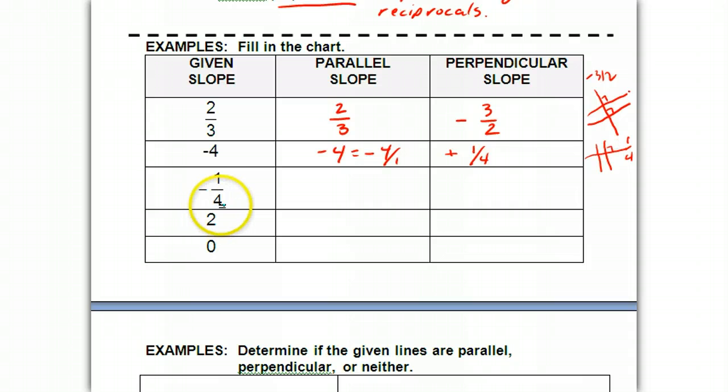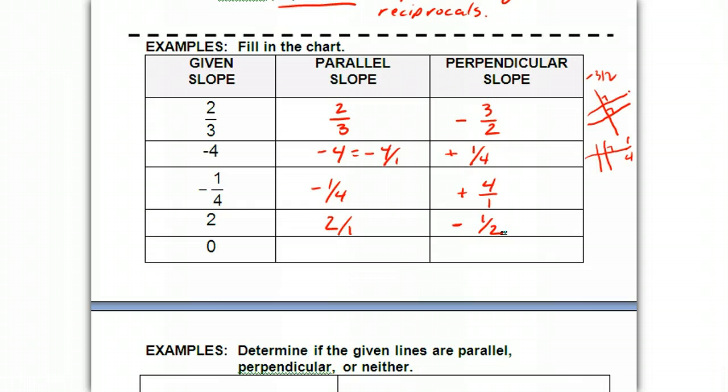Okay? So likewise, if this is the given slope, my parallel slope is going to be the same. And my perpendicular slope, I'm going to change the sign and flip the fraction. So it's going to be +4/1. Okay? If my given slope is 2, my parallel slope is also 2. And so now to get my perpendicular slope, I'm going to change the sign, minus, and I know that this is really 2/1, so I'm going to take the reciprocal of that and make it -1/2.